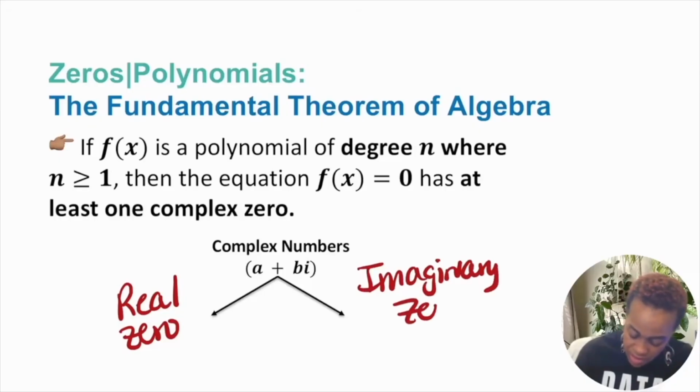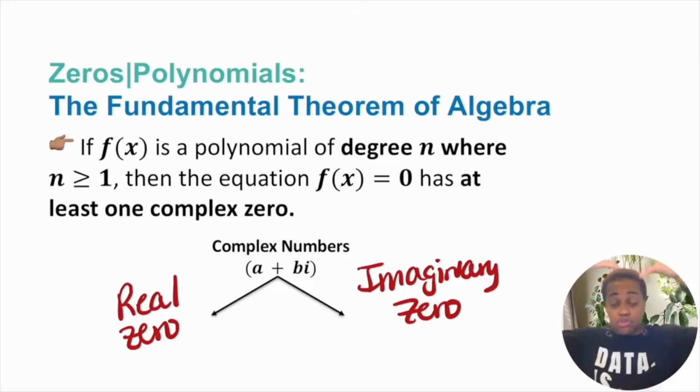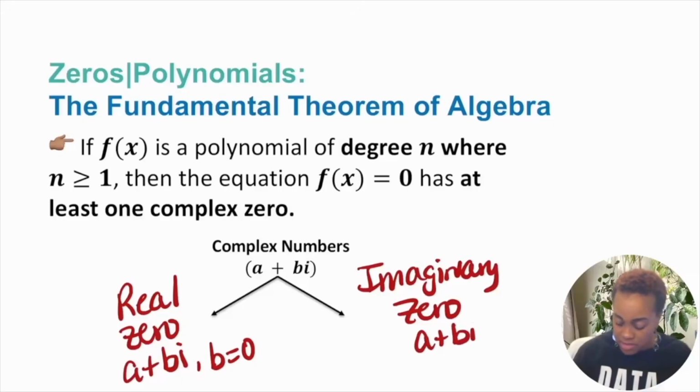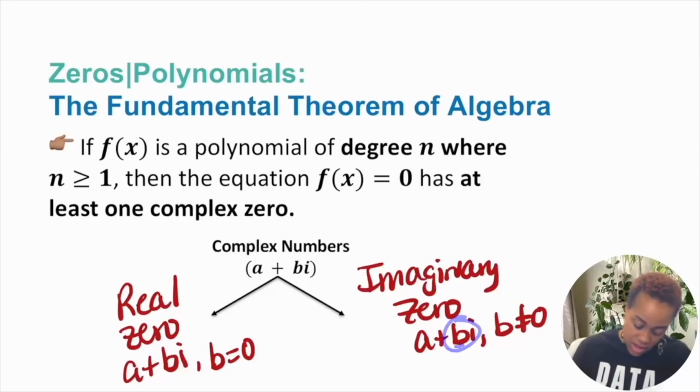And remember, at the very beginning of this lecture, I showed you the complex numbers. This side is in the form a plus bi, but b is equal to 0. And these are in the form a plus bi, but b is not equal to 0. The imaginary part exists here, and on this side, the imaginary part does not exist because it's 0. So if a polynomial has a degree of at least 1 or higher, then it has at least 1 zero, is basically what they're saying.